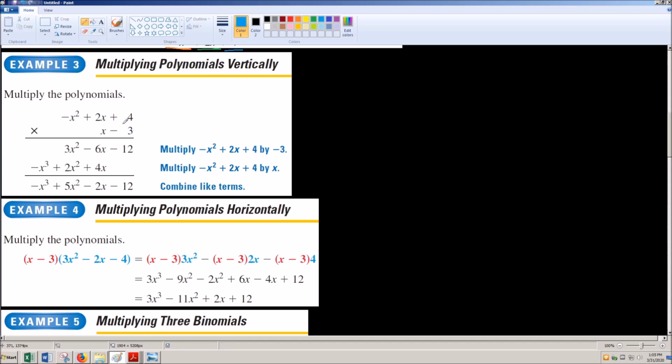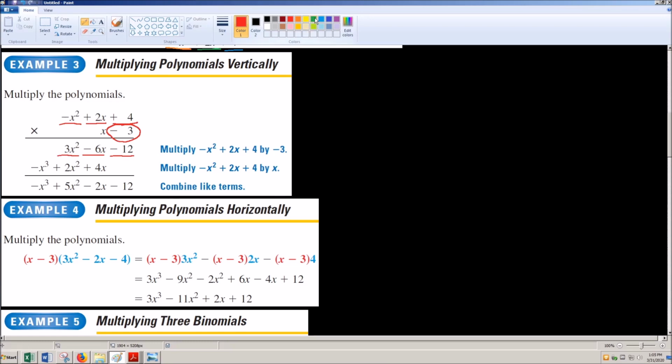So I'm going to start with my -3 here. So this -3 is going to multiply by the 4, the 2x, and the -x squared. So when I am doing that multiplication, -3 times 4 gives me -12. -3 times 2x gives me -6x, and -3 times a -x squared will give me a +3x squared. The negatives cancel off. So that's what I'm getting for the first one.